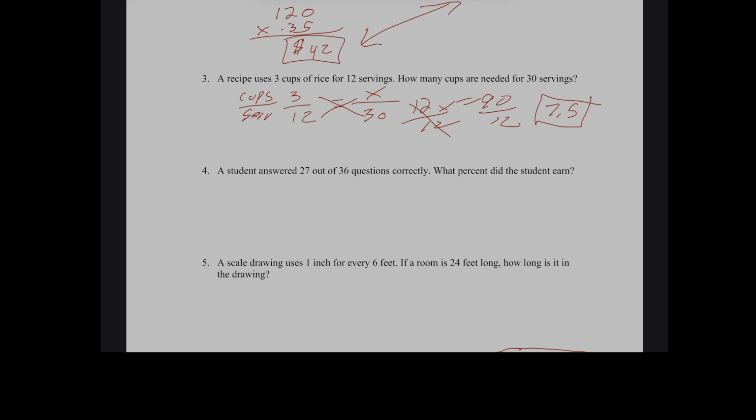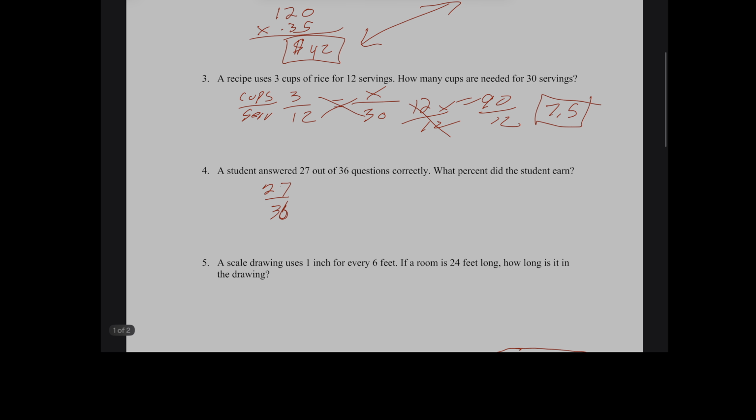A student answered 27 out of 36 questions correctly. What percent did the student earn? So now when you do the percent over here, you may have been taught 27 over 36 equals x over 100. But when you do percentage problems, you don't even really need to do that. All you're looking for is how many times did something happen out of a total. And that's how you figure out a percent problem.